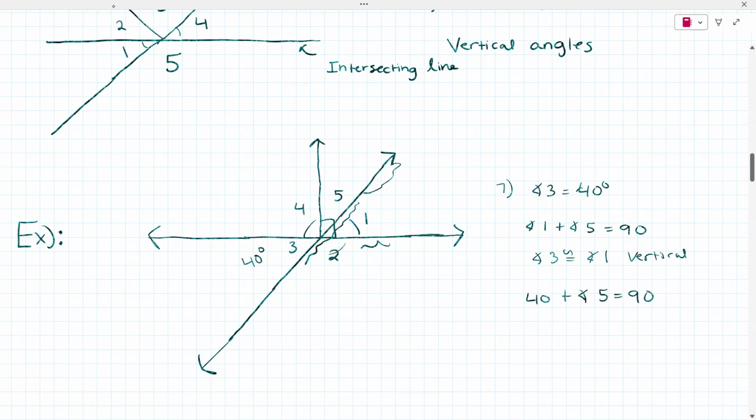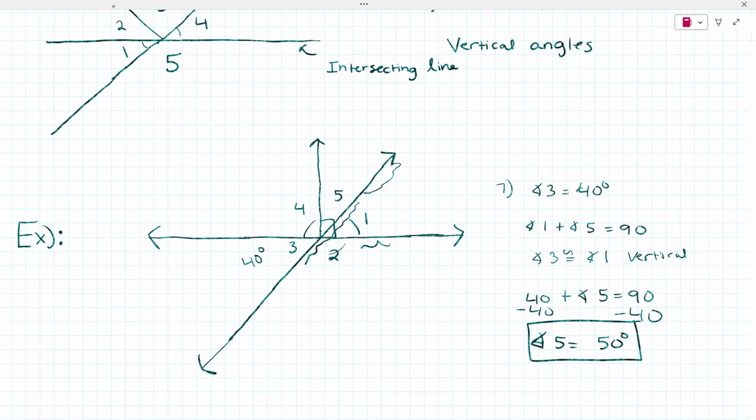So for angle 5, you just subtract 40 from both sides. You get angle 5 is 90 minus 40, which is 50. Okay, so angle 5 is 50, and then what else do we know?